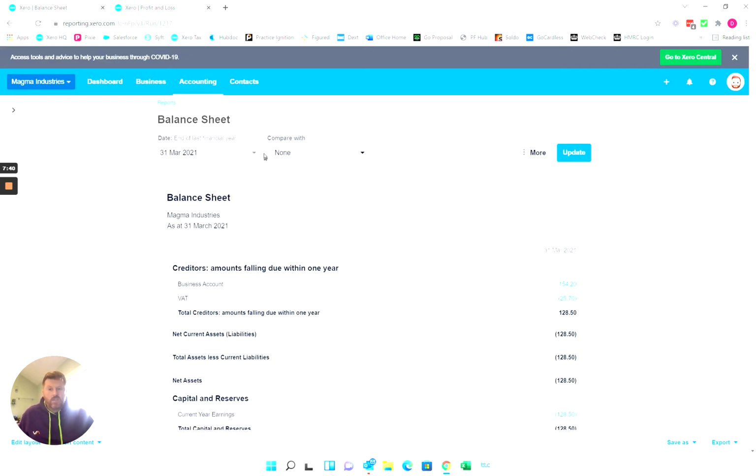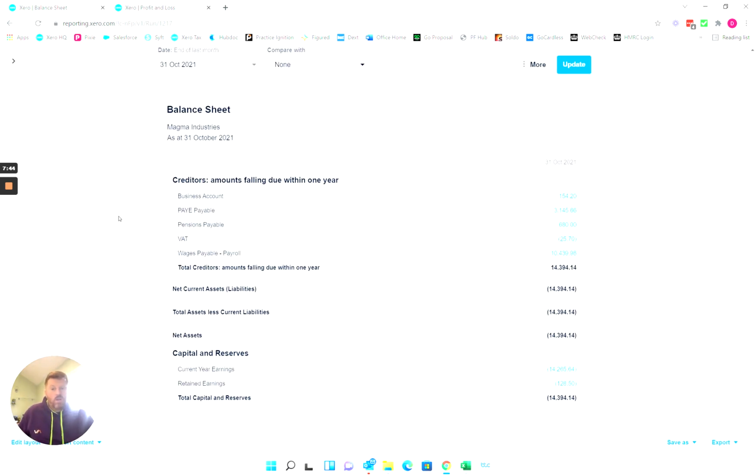In the balance sheet at the end of last month, we'll show our liabilities. Our wages payable is 10,439.8, our pension payable 680, and the PAYE of 3,145.66. And when we go to process those bank payments, they will net off against these amounts, and we will all be cleared in terms of our balance sheet.